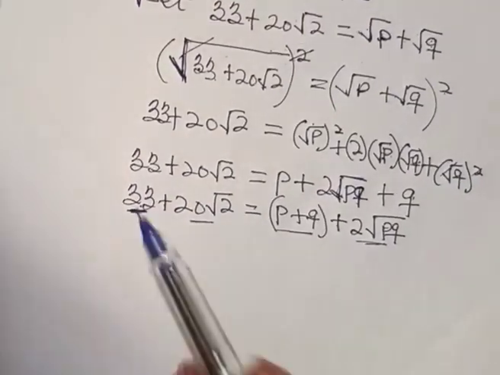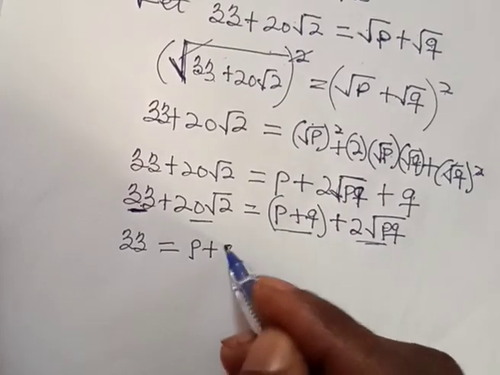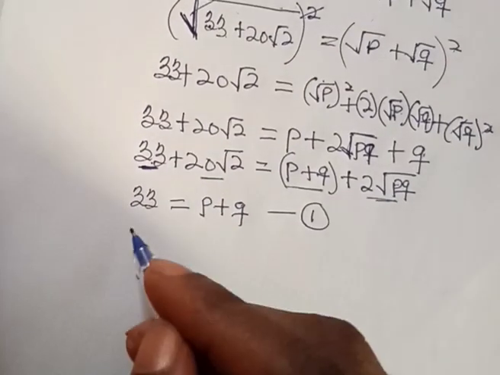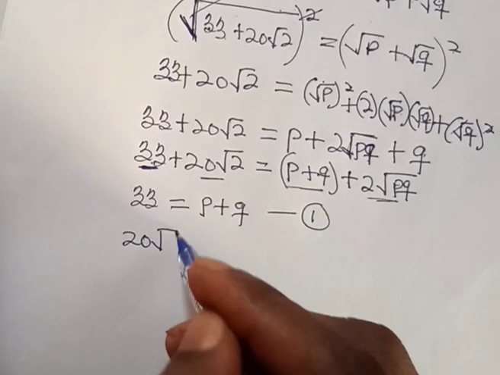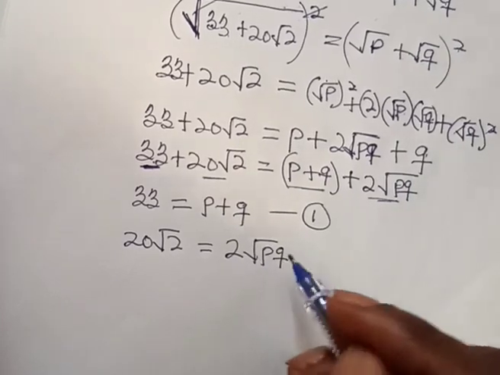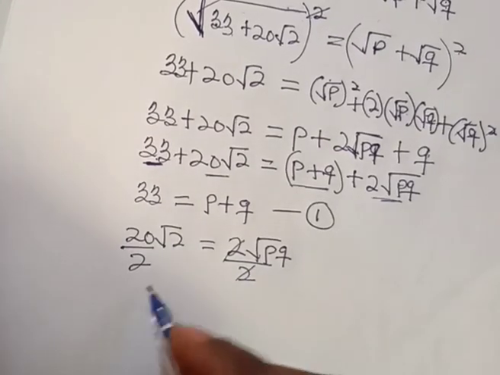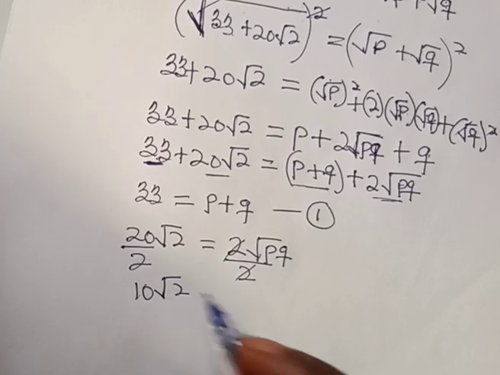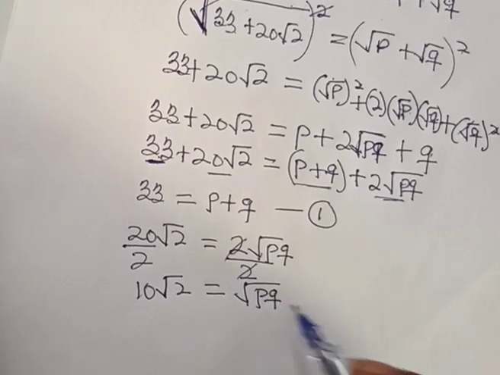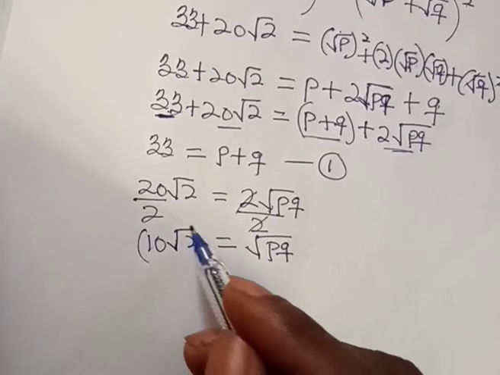Great. So I will write my 33, which is equal to p plus q. Then call it equation 1. Okay. Then the second one, I'll write my 20 root 2, which is equal to 2 root pq. Now in this case, I can divide both sides by 2, which will give me 10 root 2, which is equal to square root of pq.